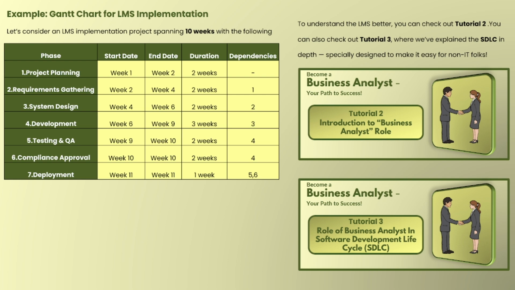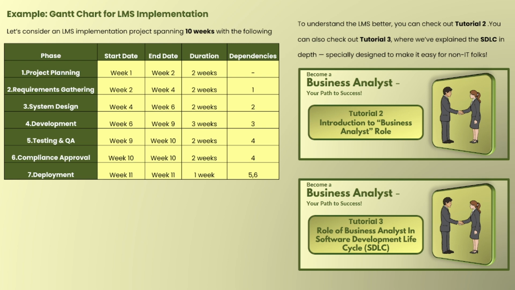So phase 1, that is project planning. The duration of this particular phase is 2 weeks, that is week 1 and 2. Here we can see there are no dependencies. In this phase we plan the overall project, define timelines, roles, tools and scope. Why is this important? Because this is the foundation of everything. Without a solid plan, the next steps can get messy. If you don't have a solid plan, then you are ready to get messed up.